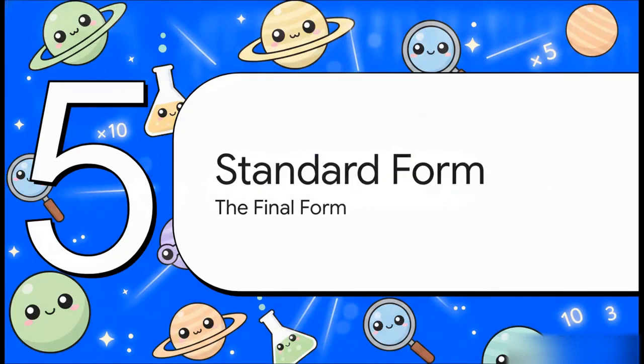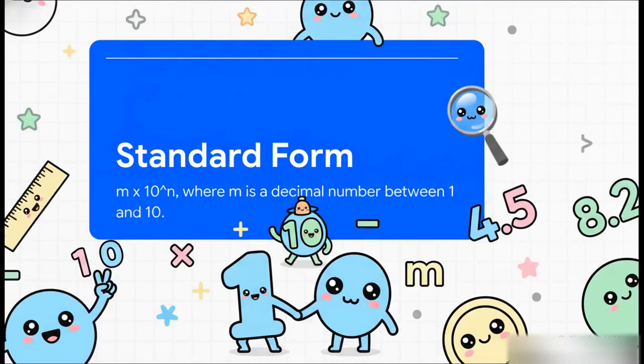Section 5, the final form, standard form. All right, let's apply all this logic to real life by learning how to write numbers in what's called standard form. To tame those massive planetary weights and microscopic distances, standard form is basically the official scientific way to shrink a number so the front part is safely between 1 and 10. The rule here is strict, but super simple. You have a number m multiplied by 10 to a power. But that m cannot be smaller than 1, and it cannot be 10 or larger. It has to sit right in that sweet spot, like 4.5 or 8.2.